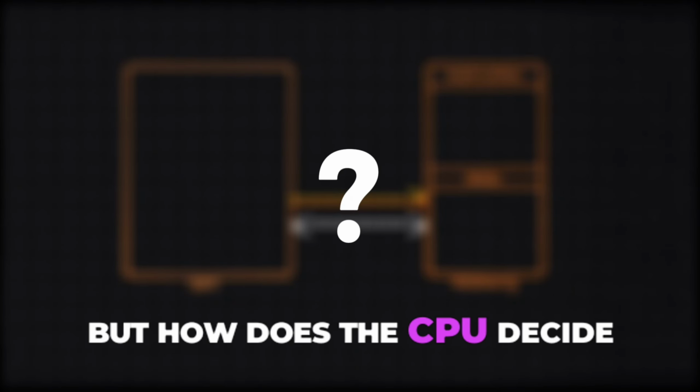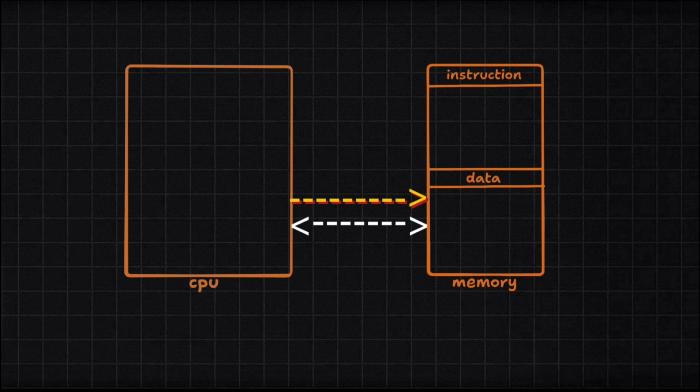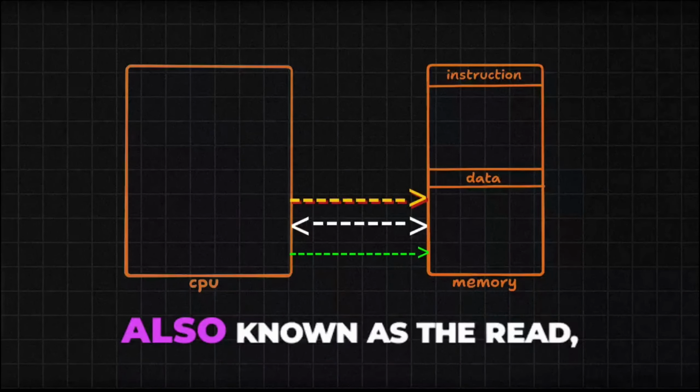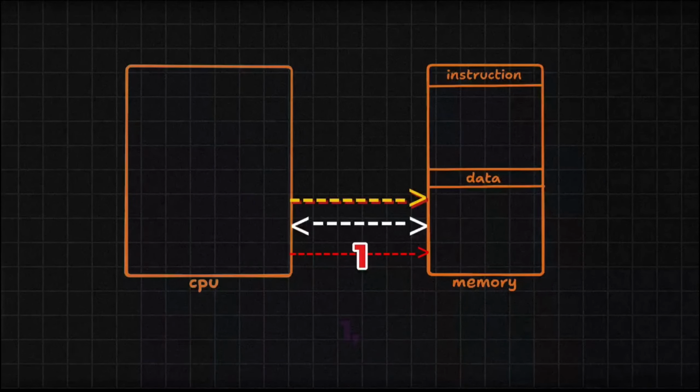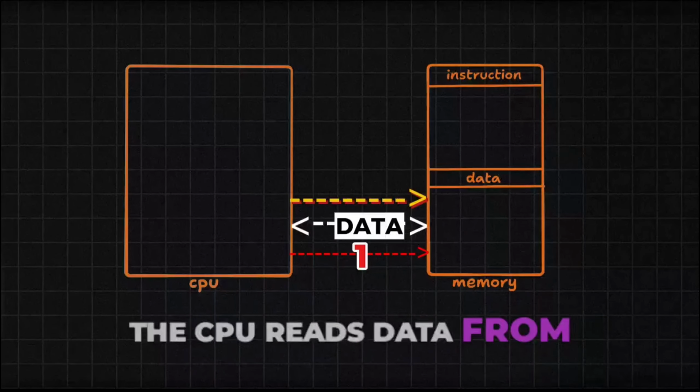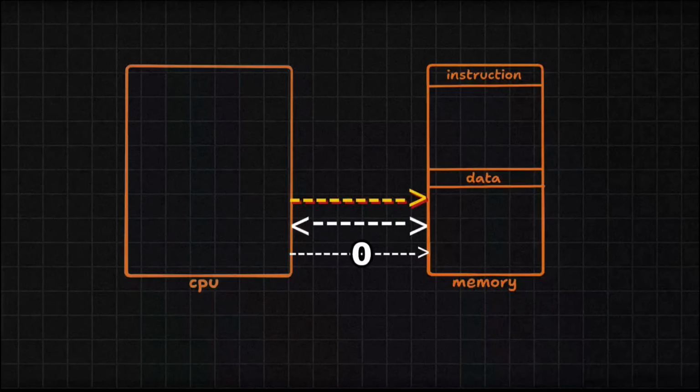But how does the CPU decide whether to read or write? There's a single control wire, also known as the read-write control line. If this wire is set to 1, the CPU reads data from memory. If it's set to 0, the CPU writes data into memory.